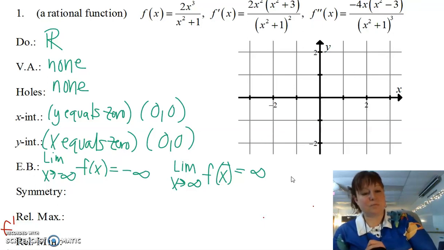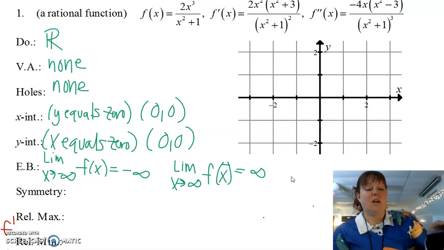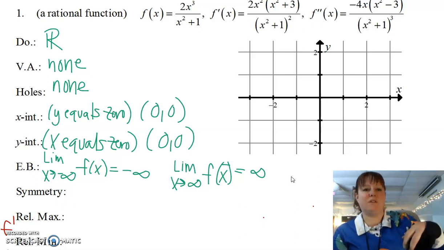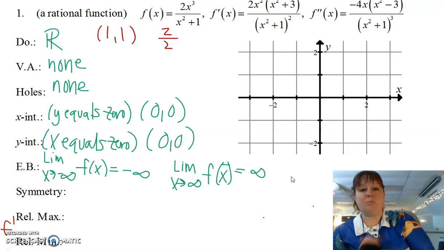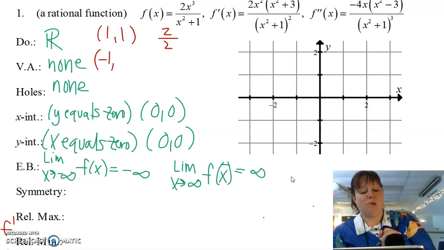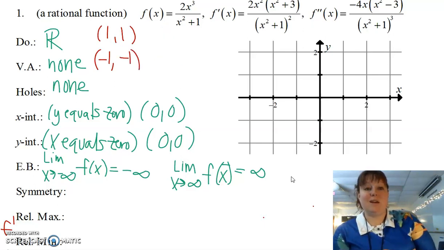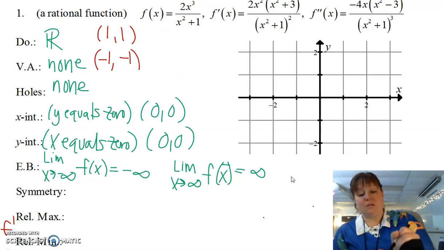like yet. Then symmetry, we check, and remember we put in a number then we put in the negative of that same number and see what we get out. So if I put in 1, what do I get out? I get 2 over 2, which is 1. So when I put in 1, I get out 1. When I put in negative 1, I get negative 2 on top and positive 2 on bottom, so I get out negative 1. So that tells me that this has origin symmetry.